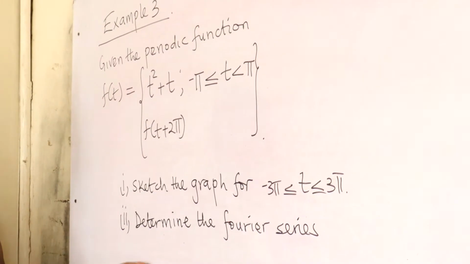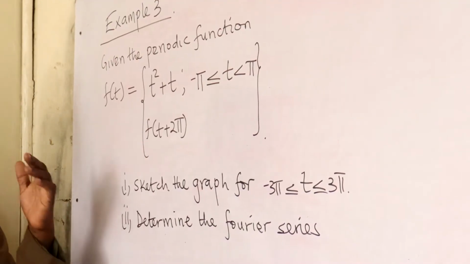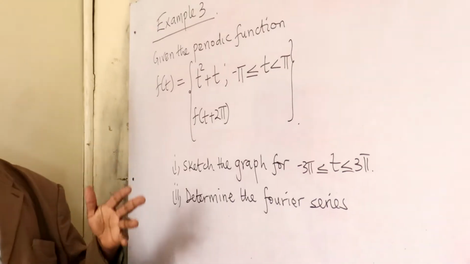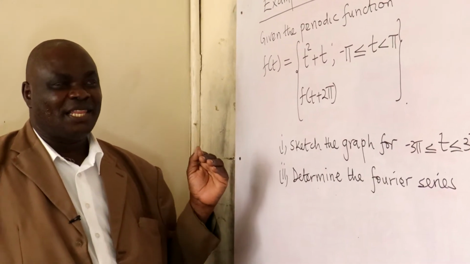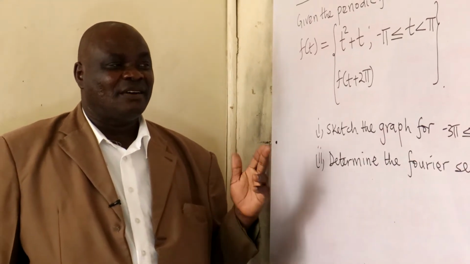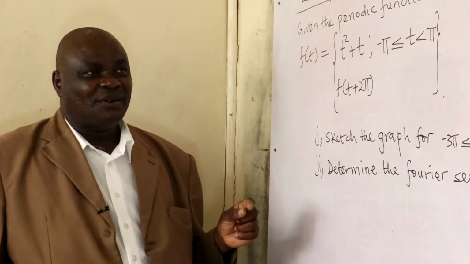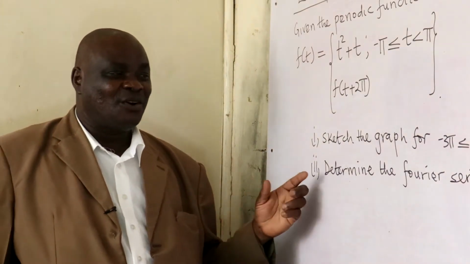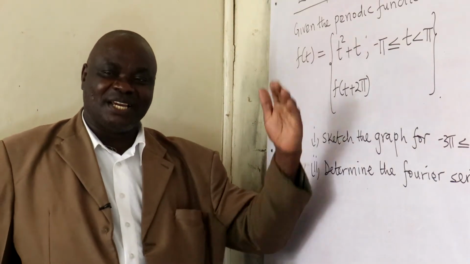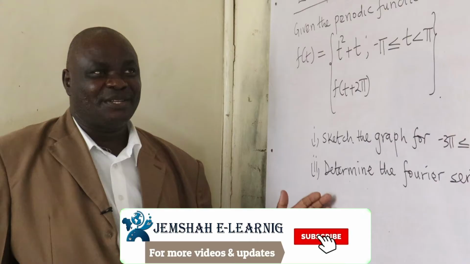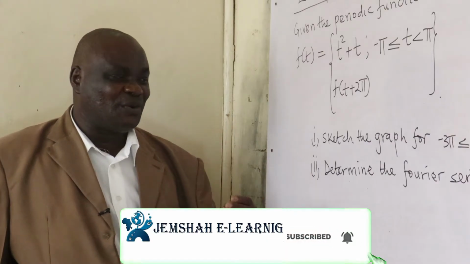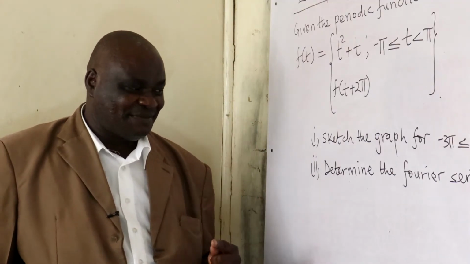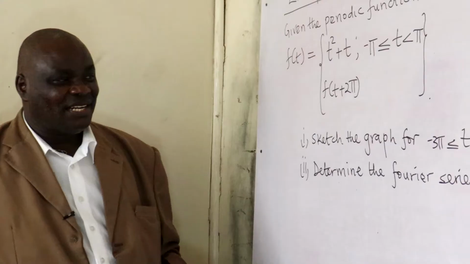Then after that you're told to determine the Fourier series. Always in Fourier series, if you draw your graph, you'll actually see whether you are dealing with an odd function or an even function, or sometimes a function which is neither odd nor even. Those three will give you the classification you need so that you know the formula to use for determination of Fourier series coefficients.